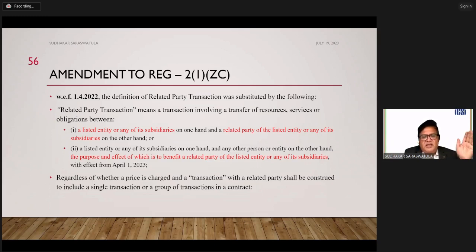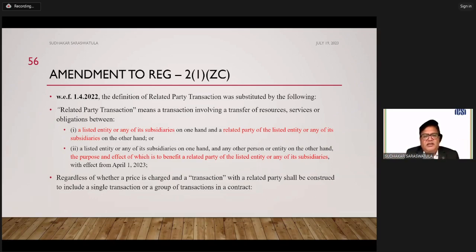That means if the listed entity is dealing with the related party of its subsidiaries, it is a related party transaction, which was not so earlier. Similarly, if the subsidiaries are dealing with the related parties of the listed entity, again, it is a related party transaction. So the scope is very widened.